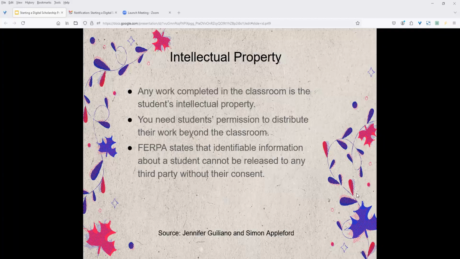All right. Intellectual property. Oh, you never thought of that. Any work completed in the classroom is the student's intellectual property. You need students' permission to distribute their work beyond the classroom. And FERPA states that identifiable information about a student cannot be released to any third party without their consent. So, how do you get their consent?